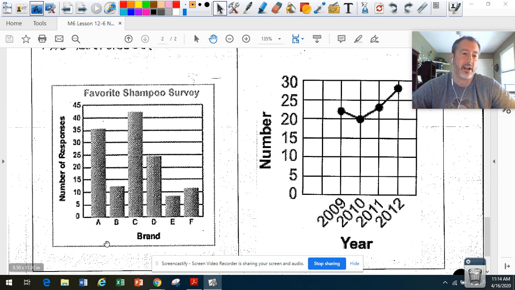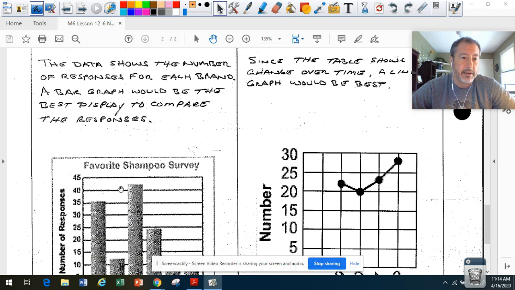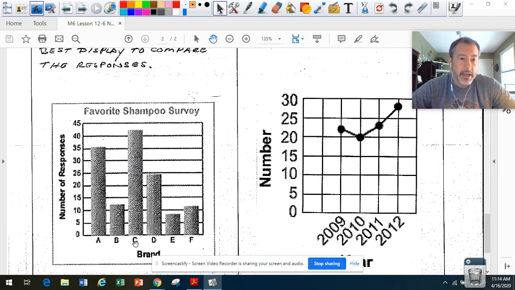So I can go back here and say, okay, how many people chose brand A? Well, I can look up here and say, hey, 35 people. How many chose brand B? Well, it looks to be about 12 or so. Am I correct in this? Yes, I am correct in this. We said, okay, brand C, hey, there's about 42. Brand D looks to be about 24.